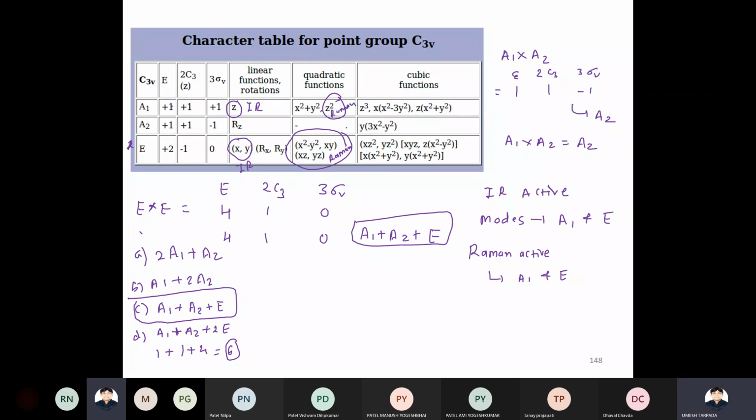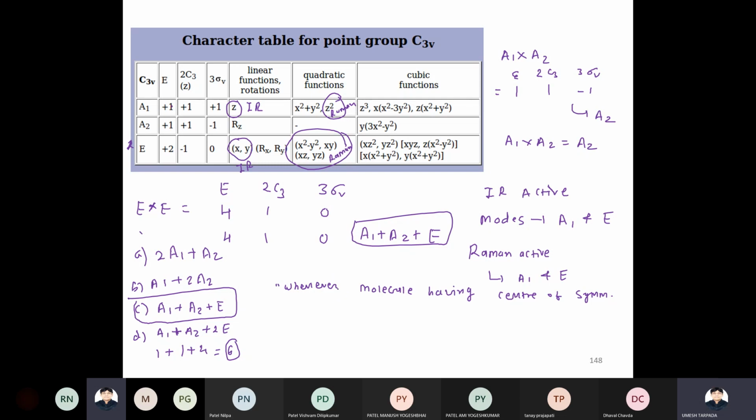But one thing you can keep in mind, whenever molecule having center of symmetry, આ કેસમાં એવું છે જો બધા જ મોડ IR અને Raman, A1 and E both are IR and Raman active, but A2 is both inactive, IR and Raman inactive.